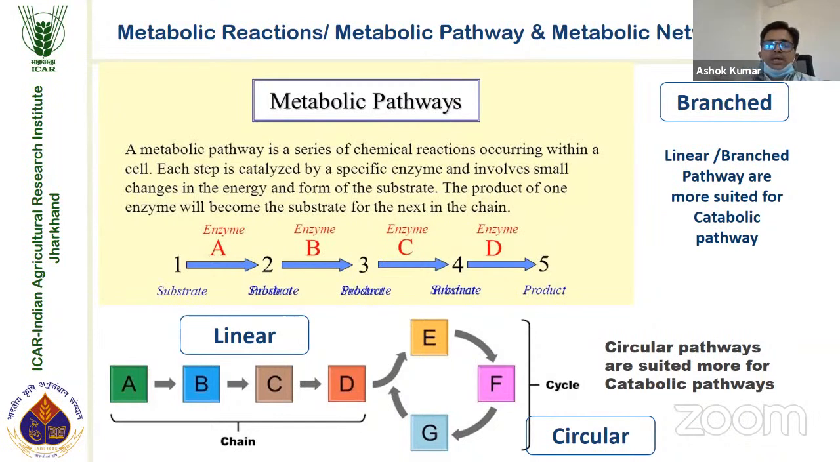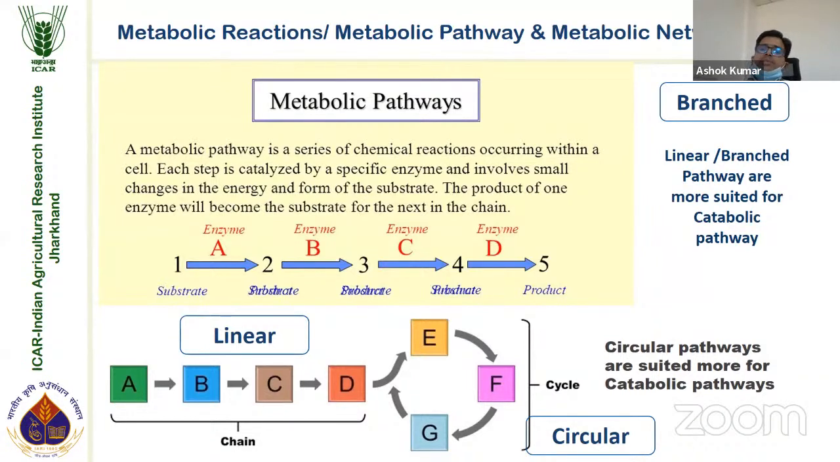So theoretically, hypothetically, you can consider a number of reactions in a metabolic pathway. For our convenience, we can distinguish these pathways into linear pathways, branched pathways, circular pathways, and a number of other categories based on our needs. Linear, circular, and branched pathways each have their own significance.